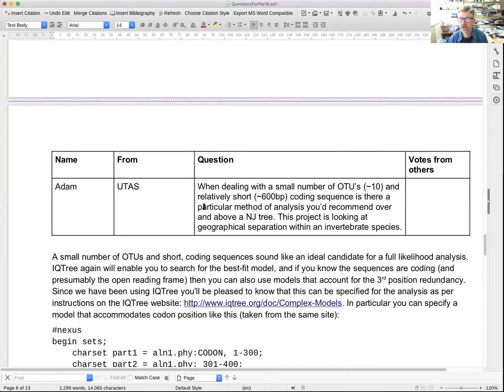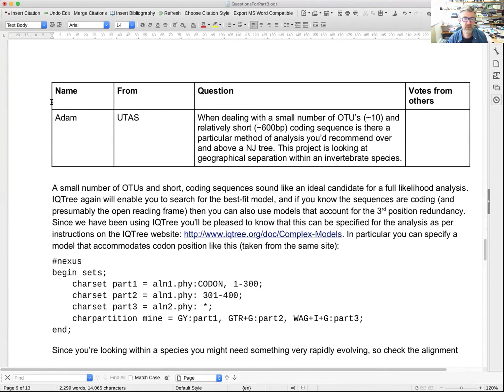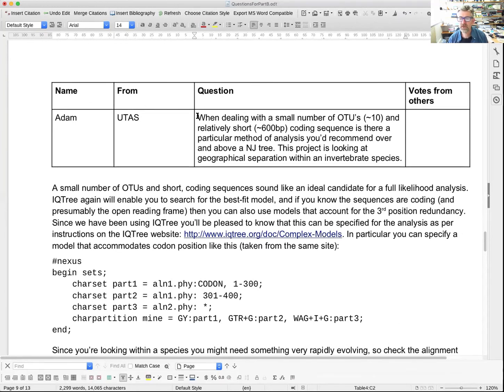Okay, so next one is from here at UTAS. It's Adam. And the question goes: when dealing with a small number of OTUs, about 10, so OTU, operational taxonomic unit, taxa, and relatively short, about 600 base pair coding sequence, is there a particular method of analysis you'd recommend over and above an NJ tree? The project is looking at geographical separation within an invertebrate species.